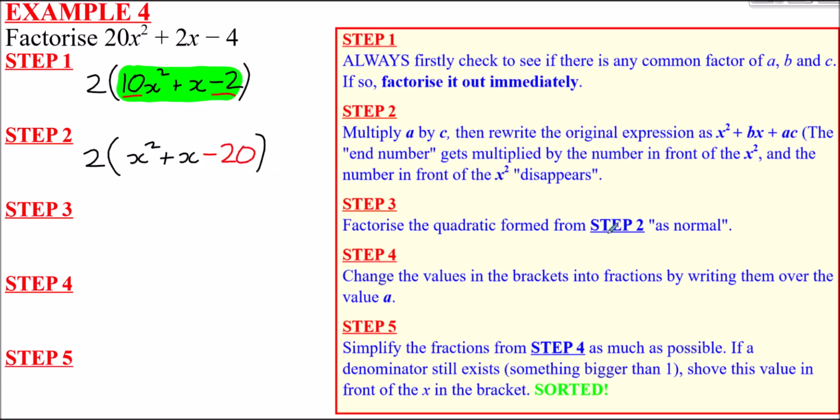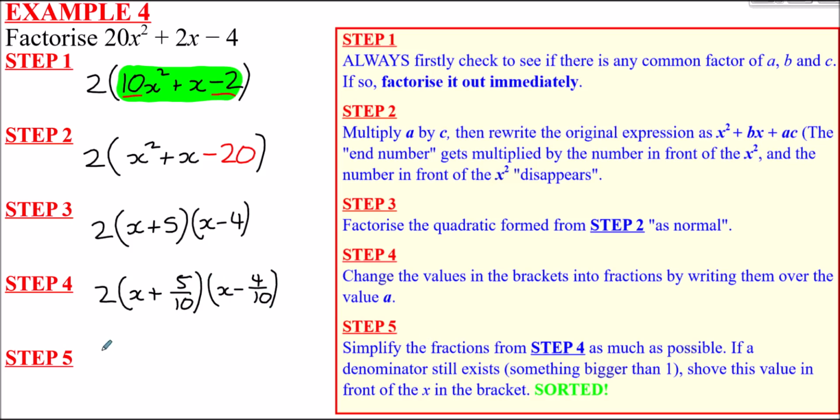Step 3, factorise this one as normal. So two numbers that add up to positive 1 and multiply to minus 20, that's going to be a positive 5 and a minus 4. So I have x plus 5, x minus 4. The next thing we need to do is rewrite these now as fractions by writing them over this 10 here. So step 4, because it was 10x squared, we put this 5 over 10, and then the minus 4 we write as minus 4 over 10.